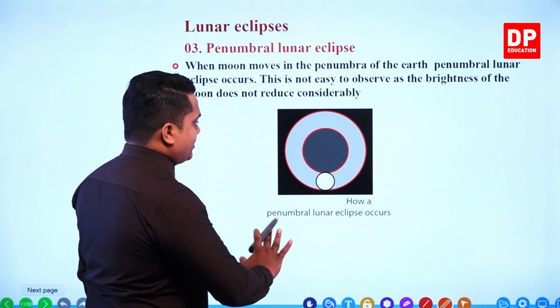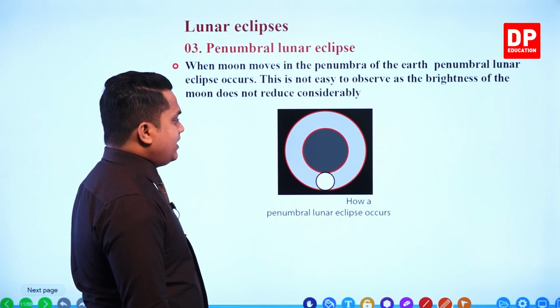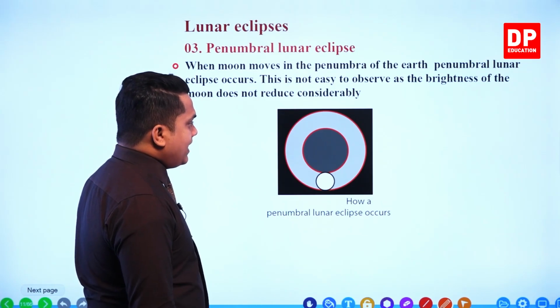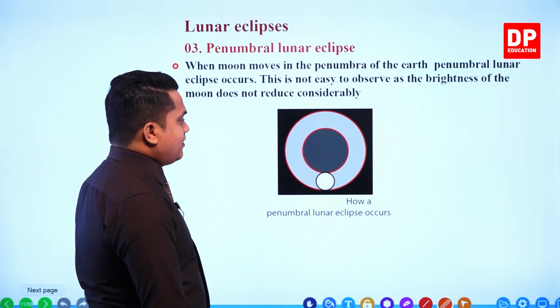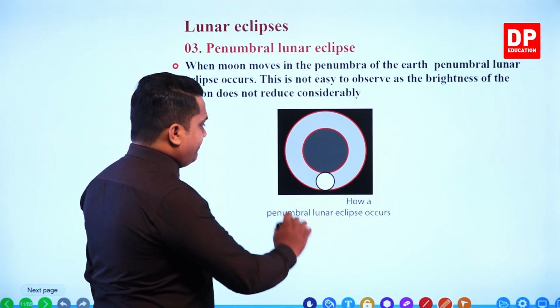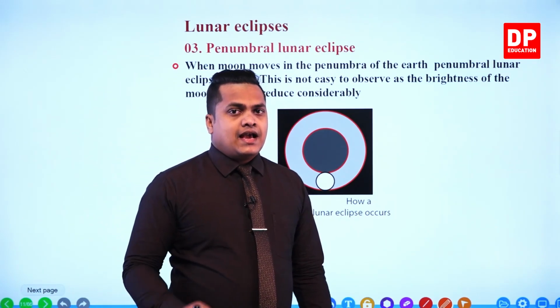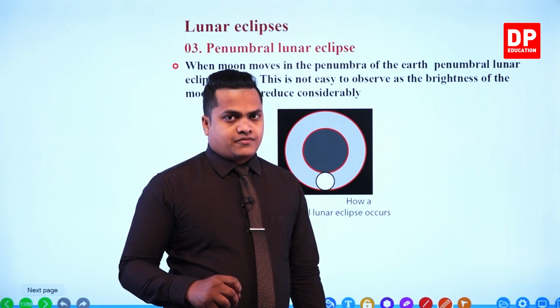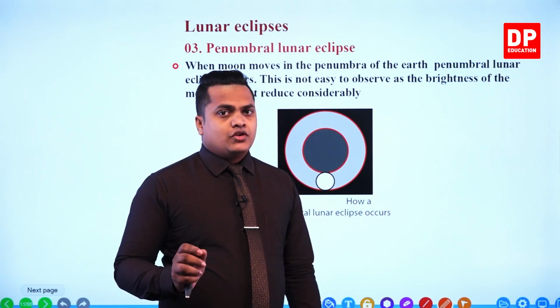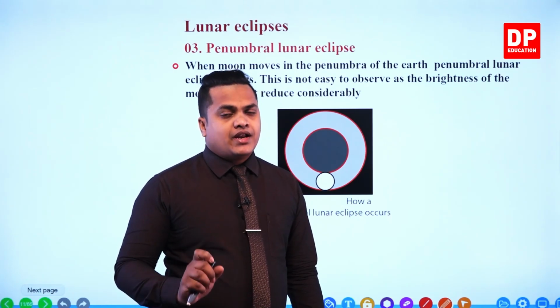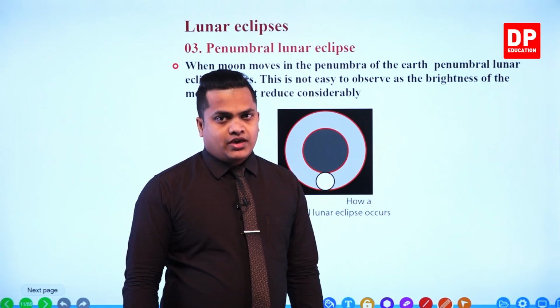However, my dear children, the position is given. Here you can see clearly the moon is located at the penumbral region of the planet Earth, like in the figure here. However, we won't be able to observe this as a considerable change, okay? So you are not given a special figure to observe this penumbral lunar eclipse.